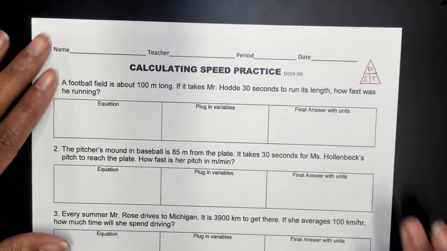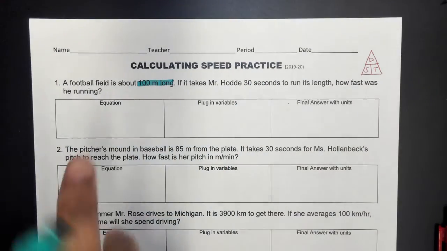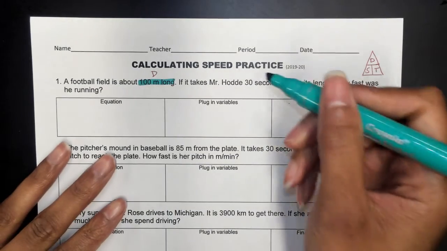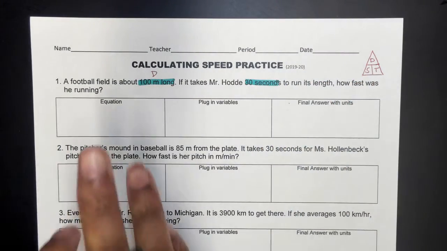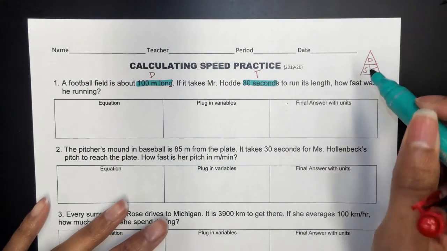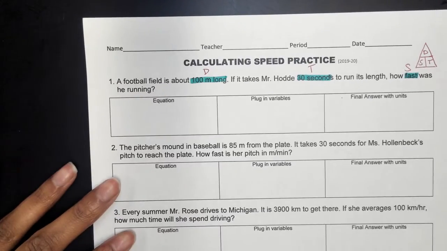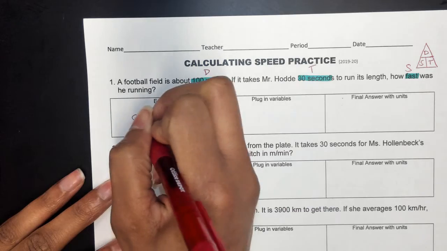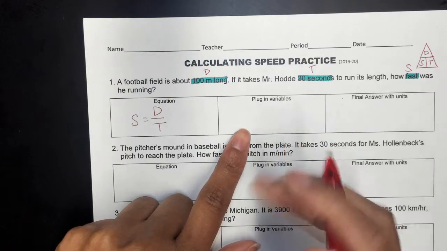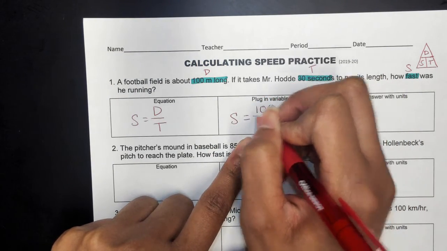A football field is about 100 meters long. 100 meters long is my what? That's my distance. If it takes Mr. Holden 30 seconds to run its length, how fast is he running? 30 seconds is my what? Time. And when it says how fast, what am I solving for? Speed. So in the equation, I write S equals D over T. Plug in variables. That means you write S, but now you plug in the numbers that you have. What's the distance? What's the time? 30.